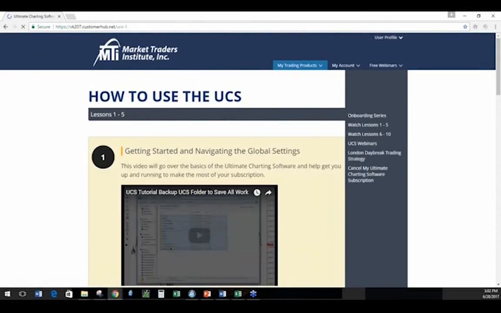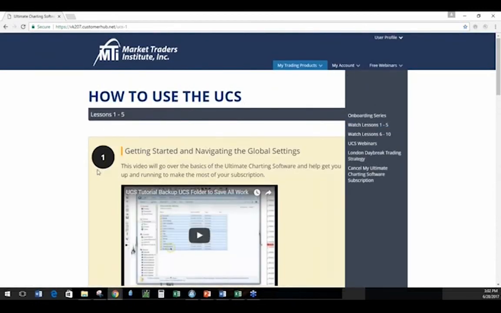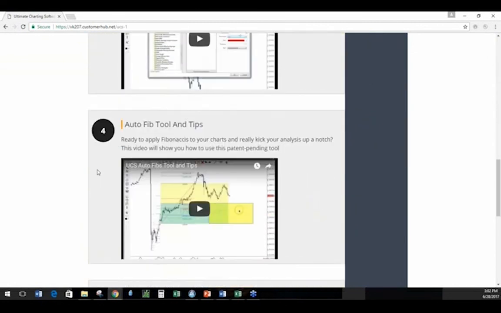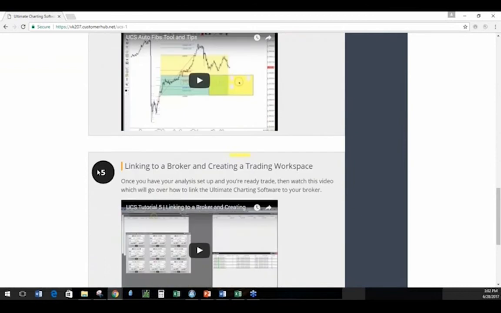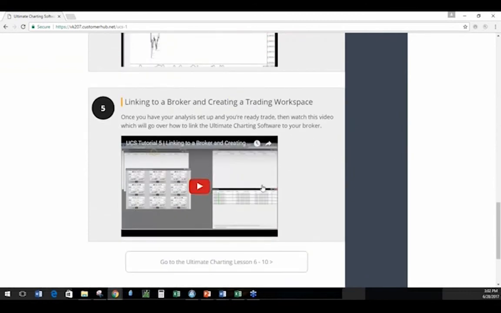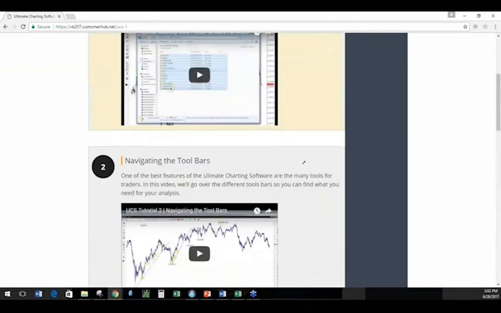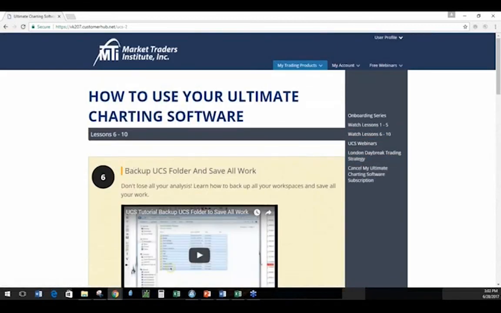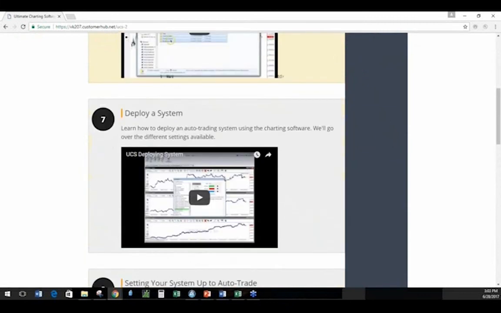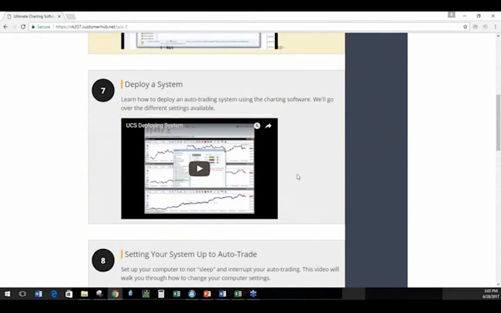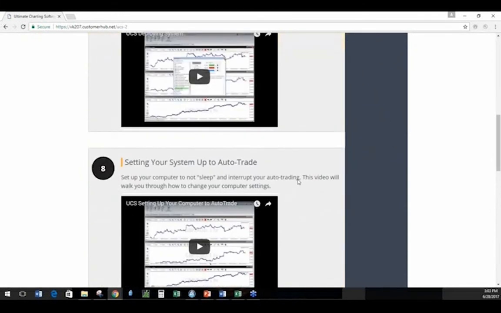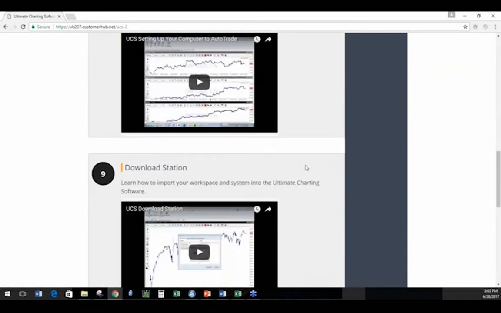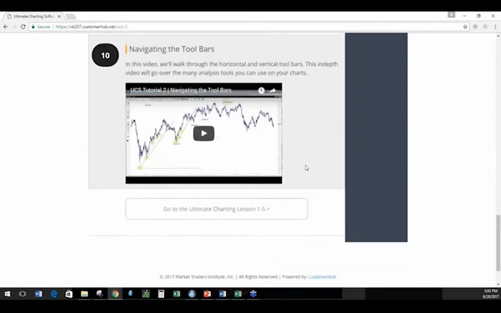Then we have different lessons. So lesson 1, getting started, navigating the settings, using the tools, how to create custom indicators, how to use the auto fib, okay? How to link it up. If you have a brokerage account, we're going to teach you how to link it up directly. That's the first part. Then we have lessons 6 through 10, okay? How to back up your information, how to save it out, how to deploy a system. Some of you want to trade a trading system. You can do it. You have the capability to do what's called auto trade. You can download things. You have all the different tools.